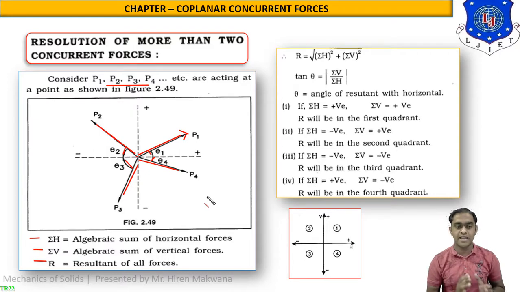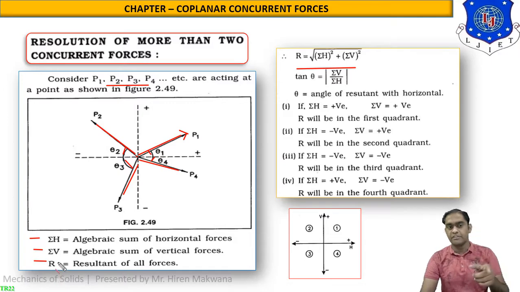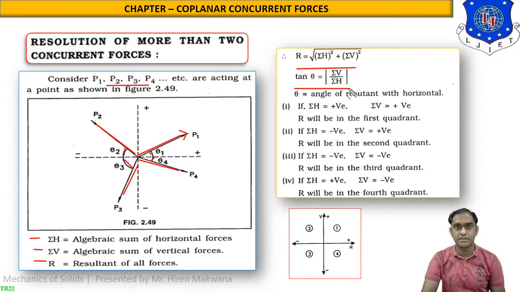So these are the values which we have to find. The formula to find the resultant is R equal to the square root of sigma H squared plus sigma V squared, in which sigma H and sigma V are the values we found earlier. Now what is tan theta? Theta is the direction of the resultant, and to find theta, the formula is tan theta equal to the modulus of sigma V upon sigma H.